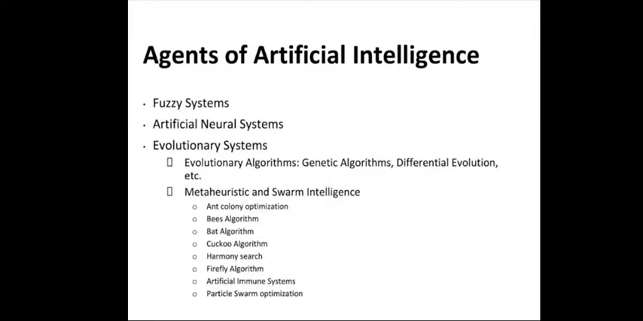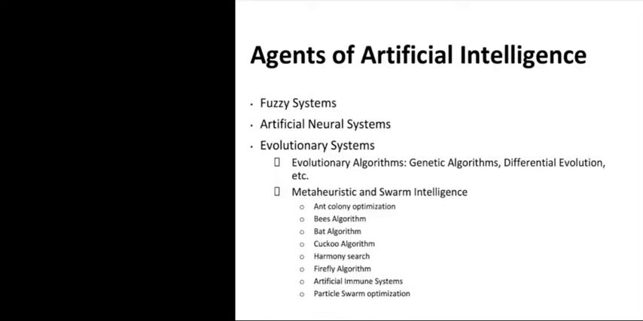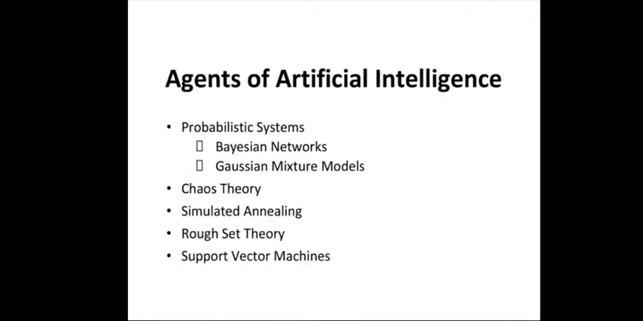particle swarm optimization. The agents of artificial intelligence also include probabilistic systems, for example Bayesian networks, Gaussian mixture models, and hidden Markov models, which are not mentioned here. And we have other agents of AI, such as chaos theory, simulated annealing, rough set theory, and support vector machines, and there are many more agents mentioned here.